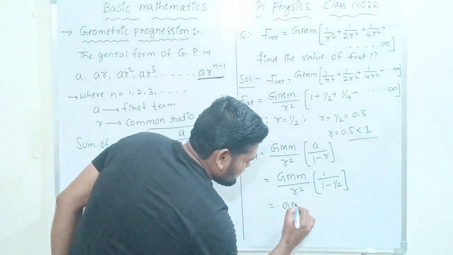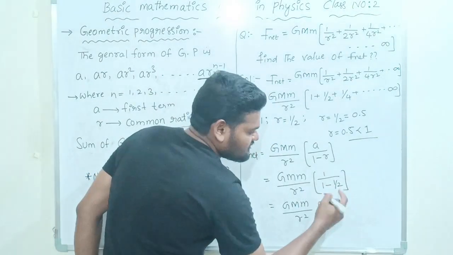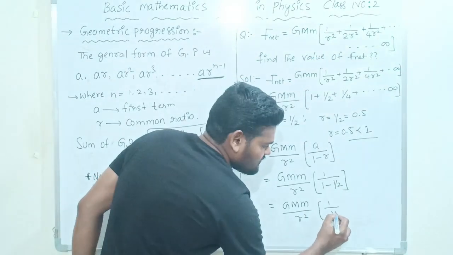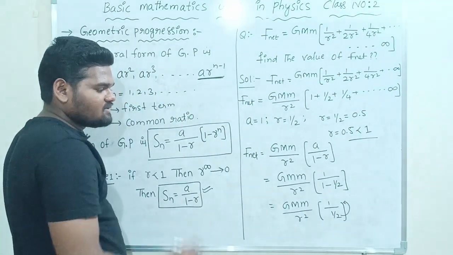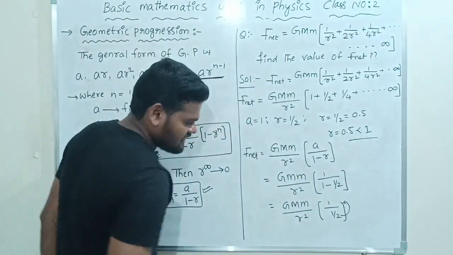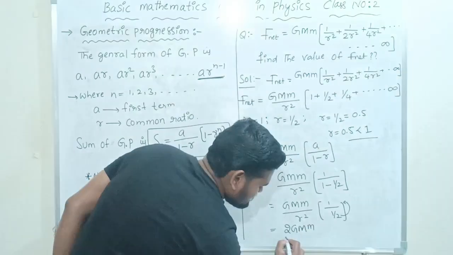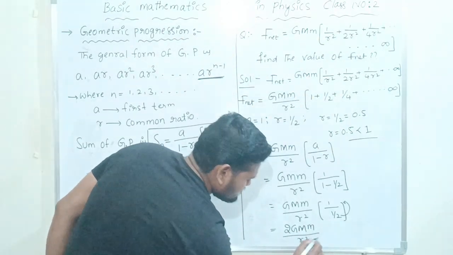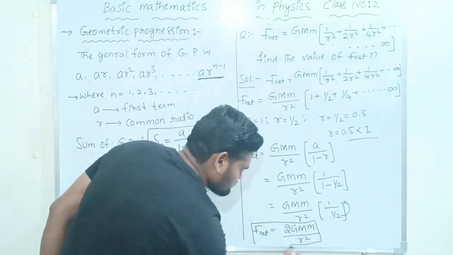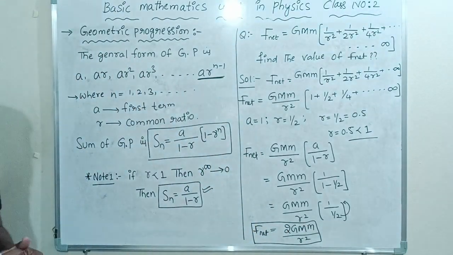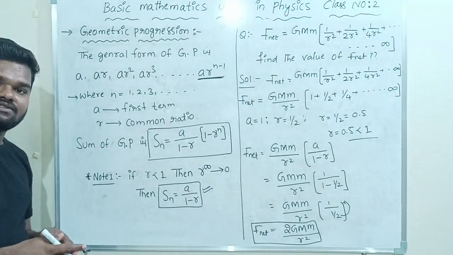So capital G, capital M, small m by R square into 1 minus 1 by 2. 1 minus half. And this 2 goes to the numerator. So the final answer is 2 into capital G, capital M, small m by R square. So this is the value of what? F net. Okay. Is it clear? Any doubts?